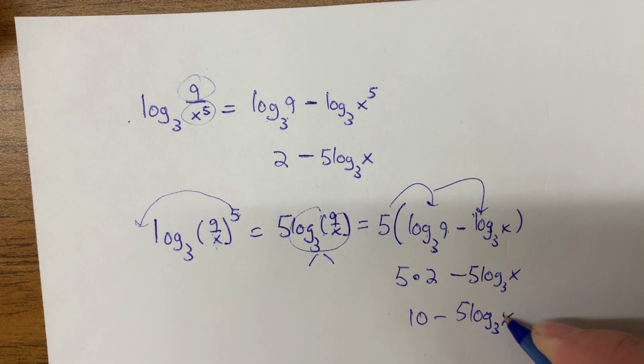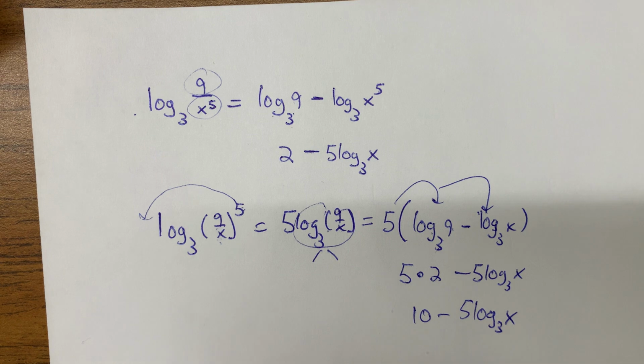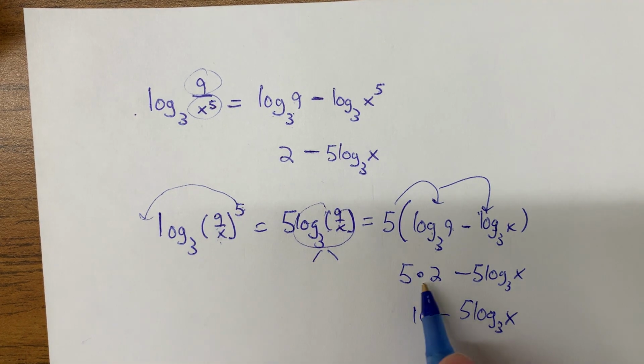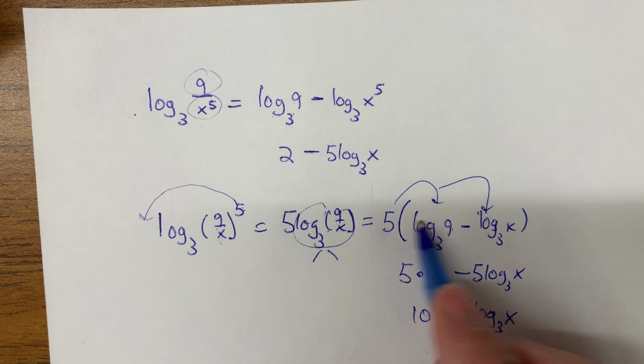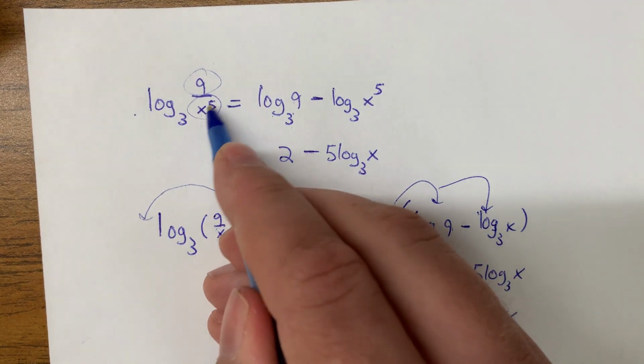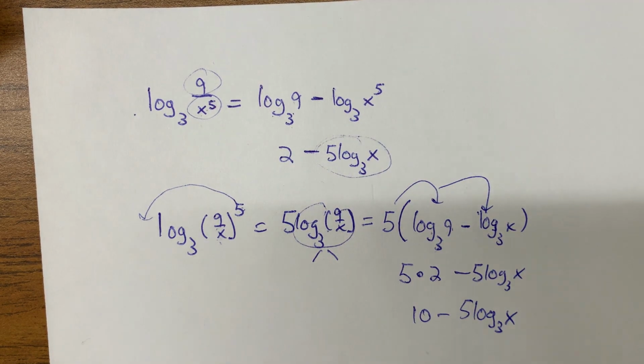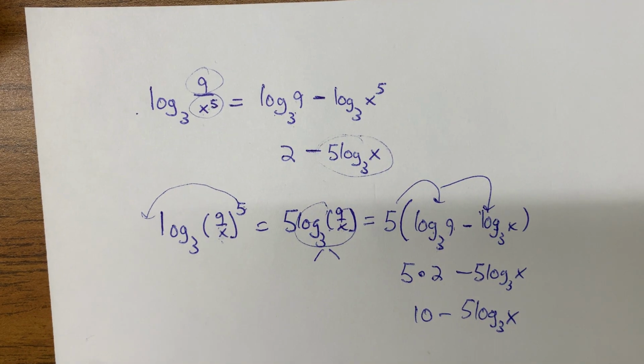It does not come out the same way. Now, I'd just like to point out that this should make sense, right? This 5 went with both of these, and so the 5 ends up distributing. Here, the 5 was only with the x, so the 5 only ended up going with this one. So it should make some sense.